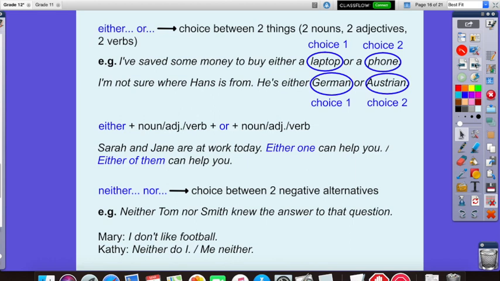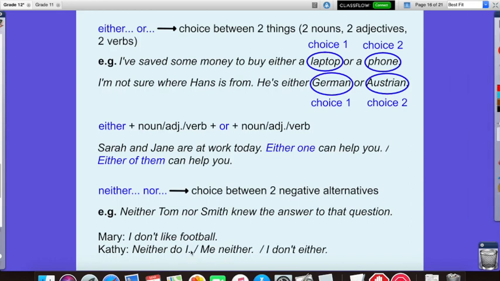Now it's possible to answer this with either, but with a negative verb form. And that is, I don't either. If it were a positive statement, let's say your friend says, I speak French, your answer would be, me too, or so do I.